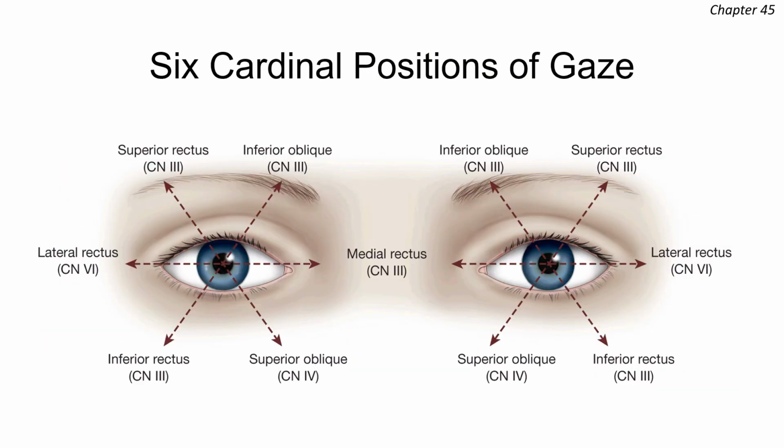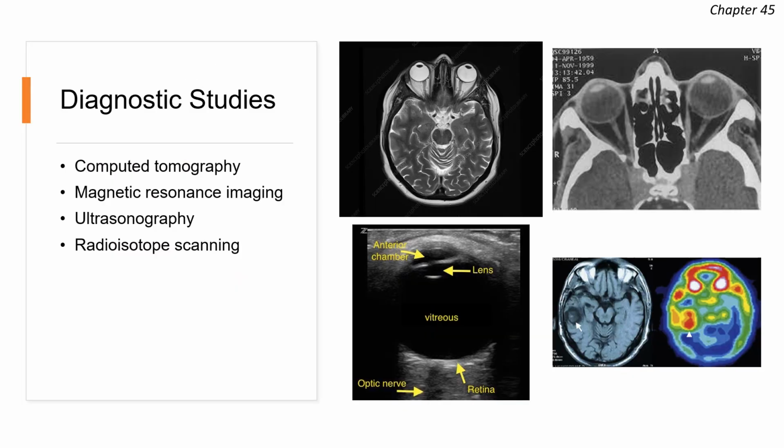Okay, this is a picture of the 6 cardinal positions of gaze. This is testing for or assessing the extraocular muscle function of cranial nerves 3, 4, and 6. Then we have our different diagnostic studies. This includes CT scan, MRI, ultrasound, and nuclear medicine testing.